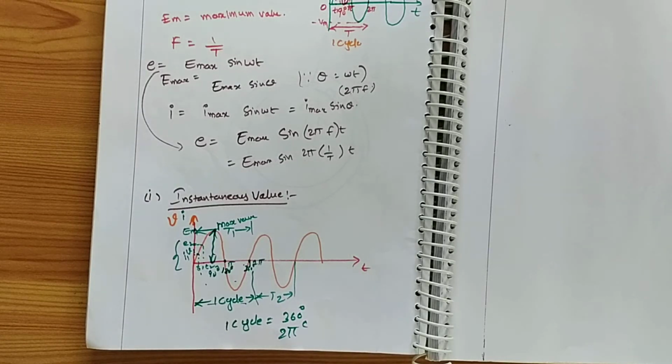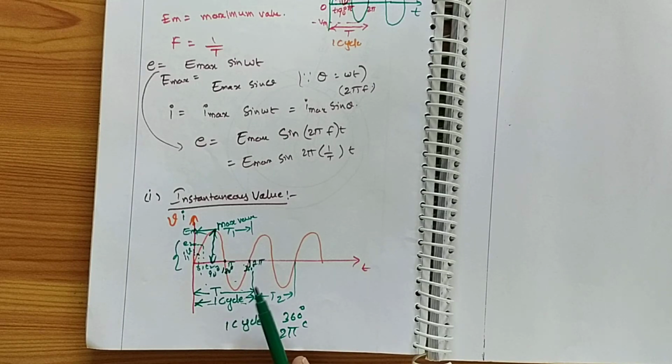What is time period? The time taken in seconds to complete one cycle of an alternating quantity is called the time period. It is generally represented by T. The time interval between successive repetitions of a periodic waveform is called time period. For example, in this diagram, T1 is the time period of this one cycle, and T2 is the time period of the next cycle. T1 equals T2 equals T in the case of a sinusoidal waveform.